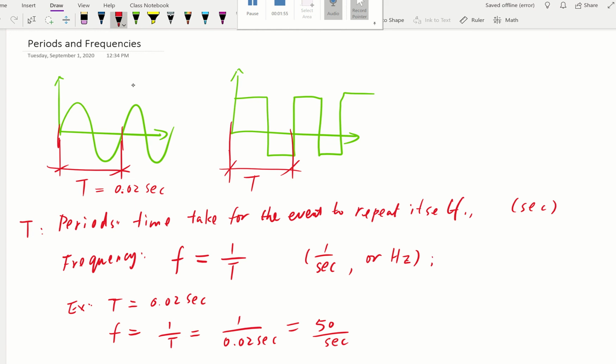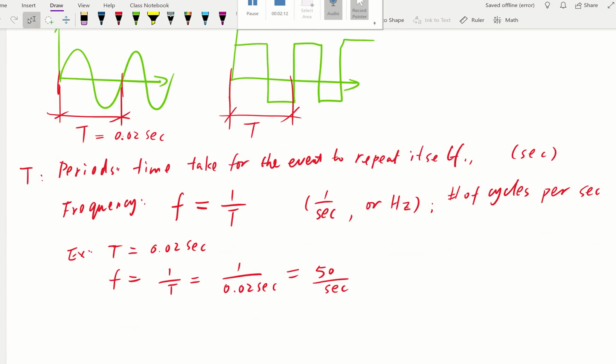It means the number of cycles per second of time. Every second, we're going to see 50 of these periodical events. That's our frequency. For example, when you listen to the radio, let's say 93 hertz, what does that mean? It means that the radio wave is transmitted 93 cycles every second.